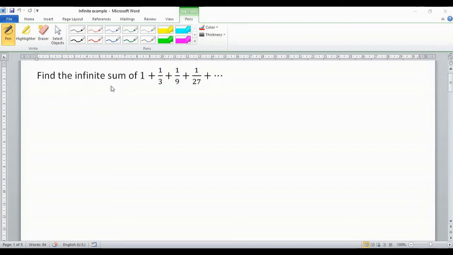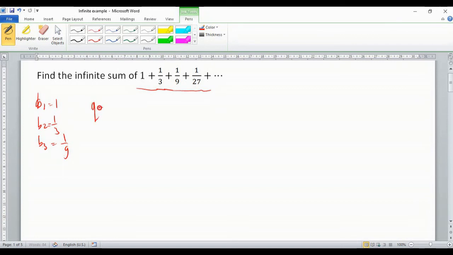Find the infinite sum of 1 plus 1 over 3 plus 1 over 9 plus 1 over 27 plus ... to infinity. So from here, we know that b1 is 1, b2 is 1 over 3, and b3 is 1 over 9, right? So we need to find the ratio.